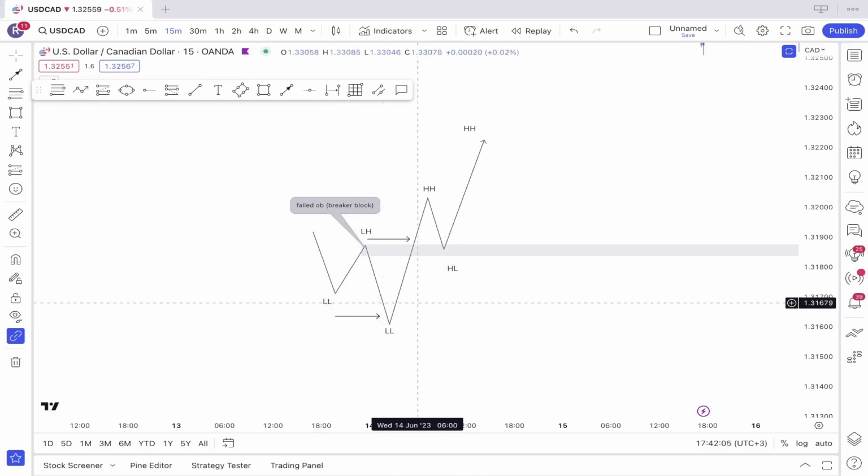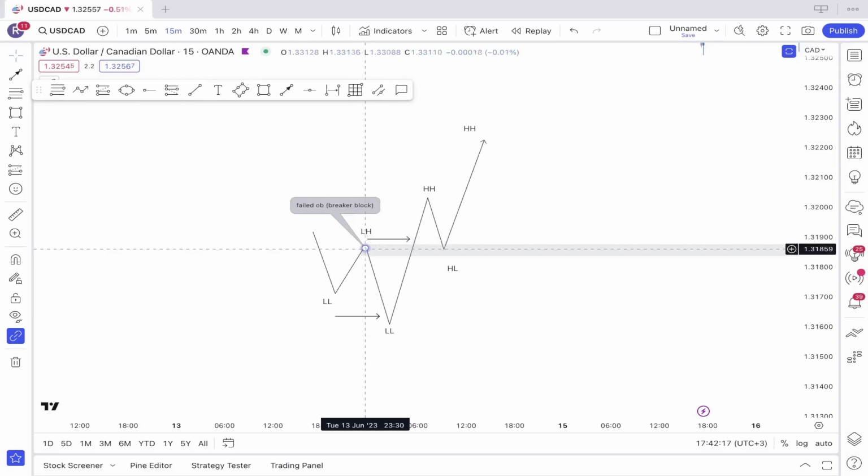First, we have a liquidity sweep. After that, we have a break of structure to the upside. Okay, so essentially we have a shift in market structure. Okay, and then this is our breaker block because it is essentially a failed order block.